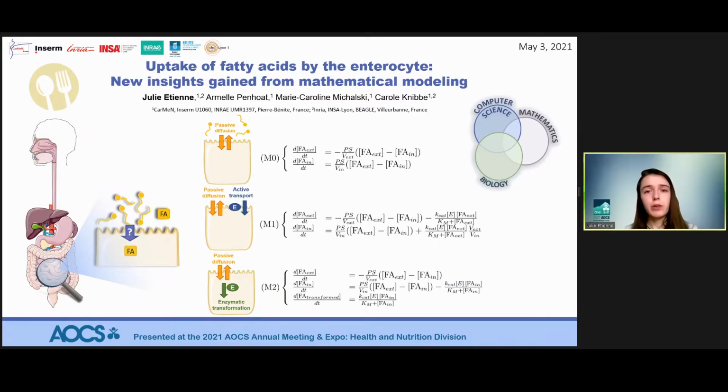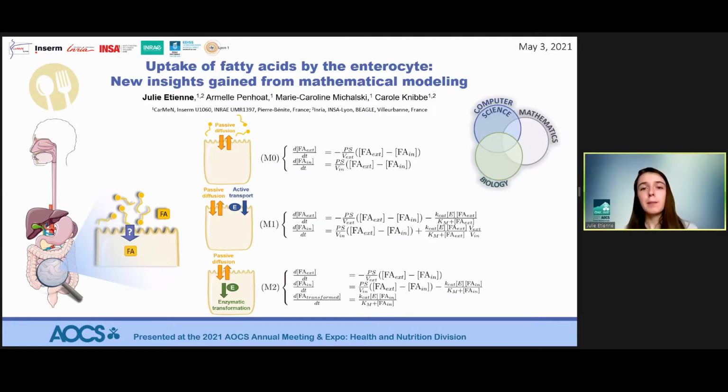We decided to question again this uptake of fatty acids by the enterocyte by asking ourselves if the observed uptake curves were compatible with the pathways suggested by the literature. In order to answer this question, we used mathematical modeling and data fitting at the interface between computer science, biology, and mathematics. And we wrote 3 models of uptake.